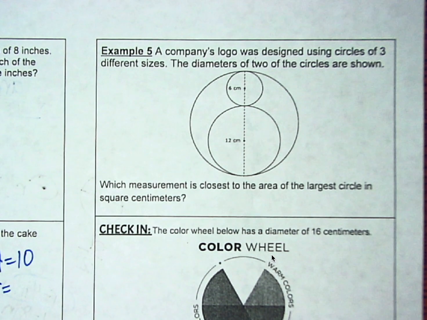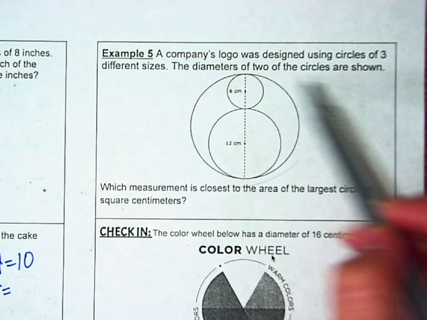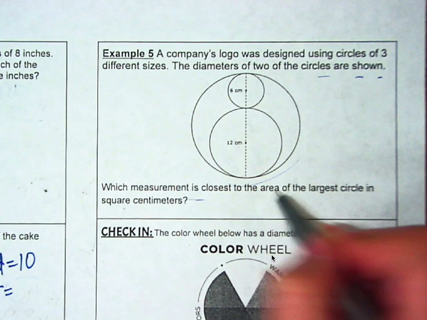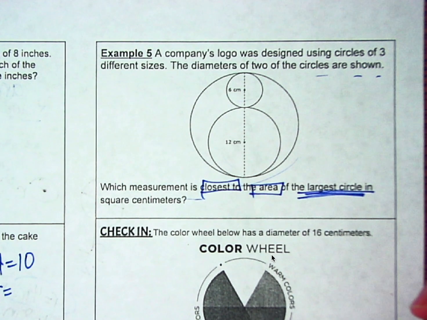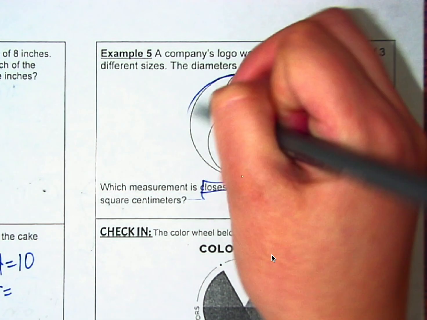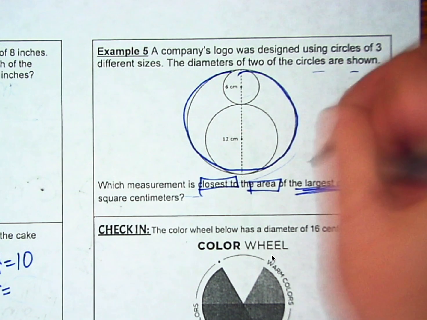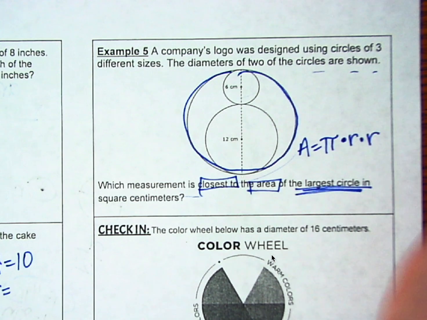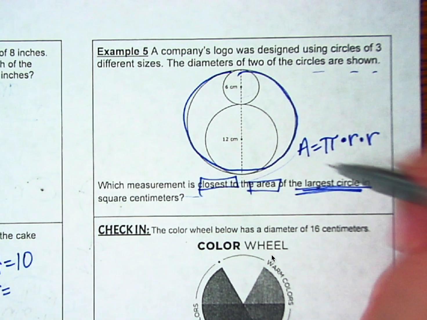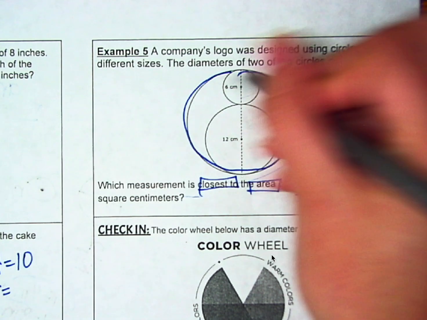A company's logo was designed using circles of 3 different sizes. So we got 1 circle, 2, and 3. The diameter of 2 of the circles are shown. Which measurement is closest to the area of the largest circle? So the largest circle, we're looking at this big old circle right here. Okay? So the area, we're looking at pi times r times r. I'm just writing out what I know. I know that the area of a circle, the formula is pi times r times r.